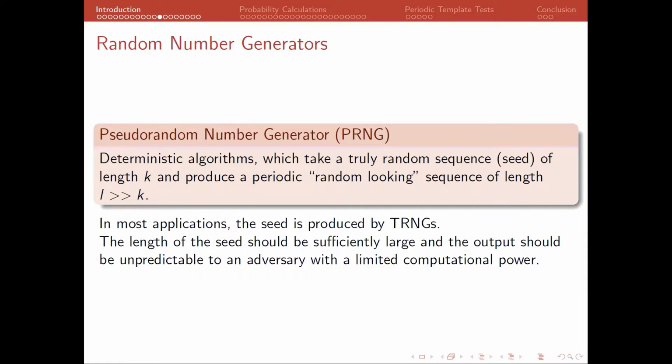They are not random, they are deterministic algorithms, but they are assumed to be random looking. It is very difficult to define random looking also, because since they are periodic, they cannot be random. But they can take a random seed, usually produced by an entropy source, and produce a periodic, random looking, very long sequence. In most applications, this seed is produced by TRNGs, but other sources can also be used.